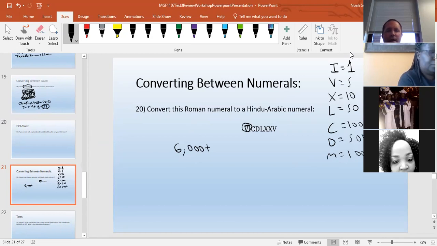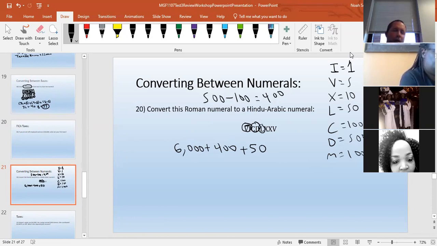So what do we have here? We have a C, which has a value of 100, preceding a D, which has a value of 500. So we want to take 500 and subtract off 100 because the 100 is preceding the 500 and it subtracts from it. So that's going to be 400 that gets added to our total off of CD. Now, after D, we have L, which represents 50. Okay, and so then we'll just keep going. X, X, V, there's nothing where we have to subtract there.